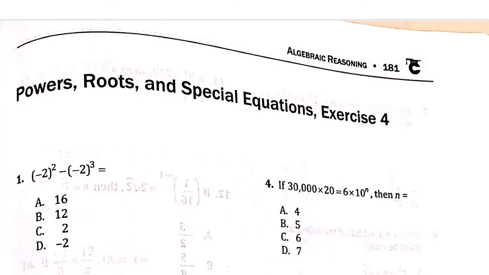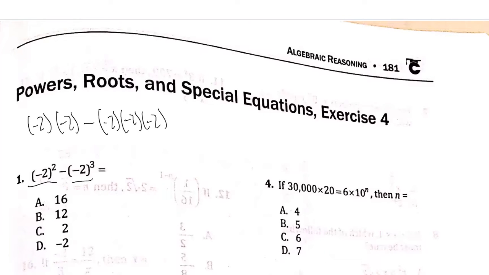All right, guys. So here we're working with power roots and special equations, right? So what we know here is that this -2 means that there's two -2's, right? The exponents minus how many negative other 2's? 3.